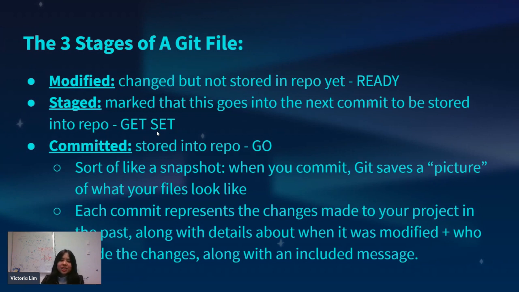And then your final stage is committing your Git file. In this stage, we're essentially storing our file and the changes we've made into our repository. At this stage, Git takes a snapshot of what your files look like. Every commit represents the changes made to your project, and also consists of details about when it was modified and who made the changes, so everyone can get credit for their work. You can also include a message to remind yourself in the future why you made this commit or what this commit was for. It's lots of fun stuff.